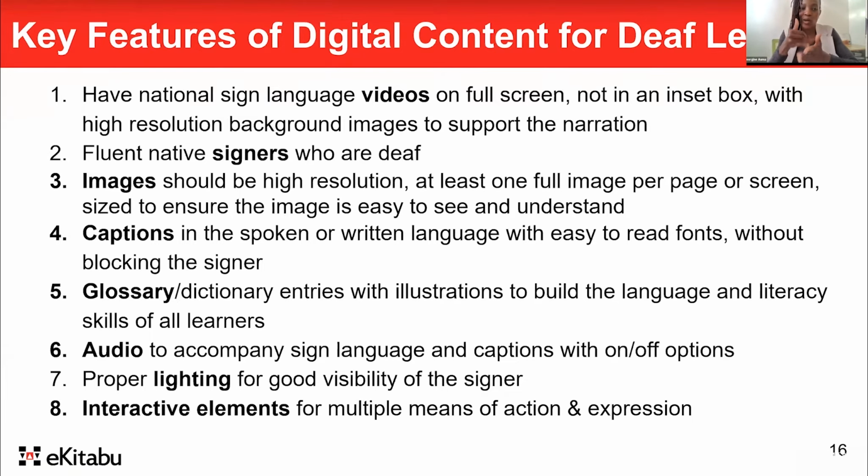Number five, one of the other features is a glossary or dictionary, which should have illustrations to build on the language and literacy skills for all the deaf learners. Glossary or dictionary words are used together with the content so that they can support sign language acquisition and sign language skills. These glossary words can be branded or made in bold so that the learner is able to know how to pick out the words, and they should be accessed within the storybook.